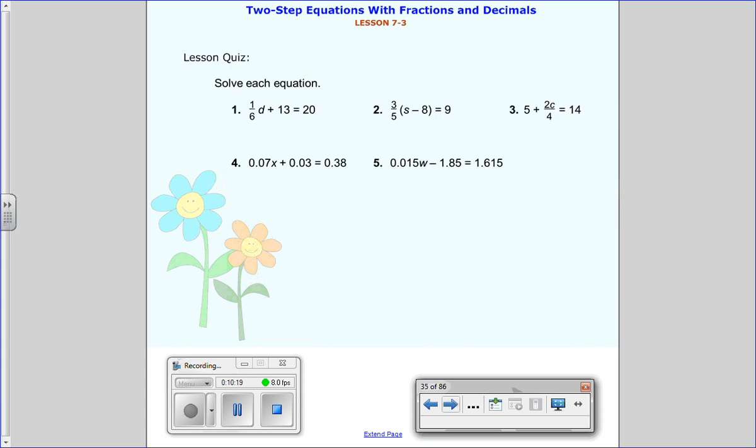But that's tonight's lesson. We talked about how you can solve two-step equations when there's fractions or decimals involved.